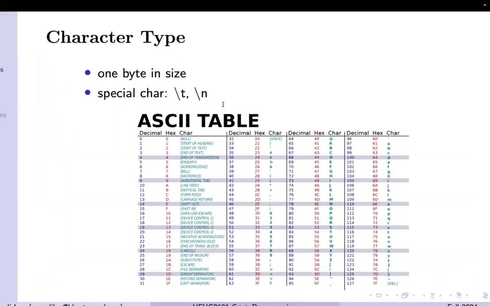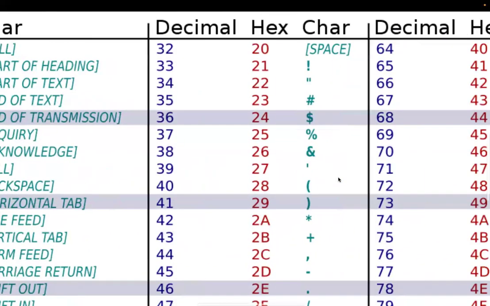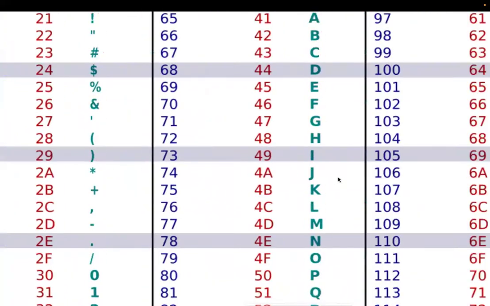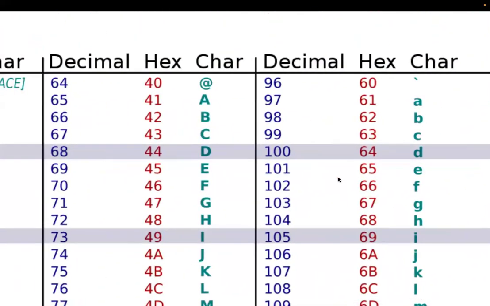Let's make it larger. Every symbol has a number for it. For uppercase A, capital A, the number is decimal 65. In hex, or base 16, it's 41. You don't have to know that. The decimal number is 65. For lowercase a, the value is 97.